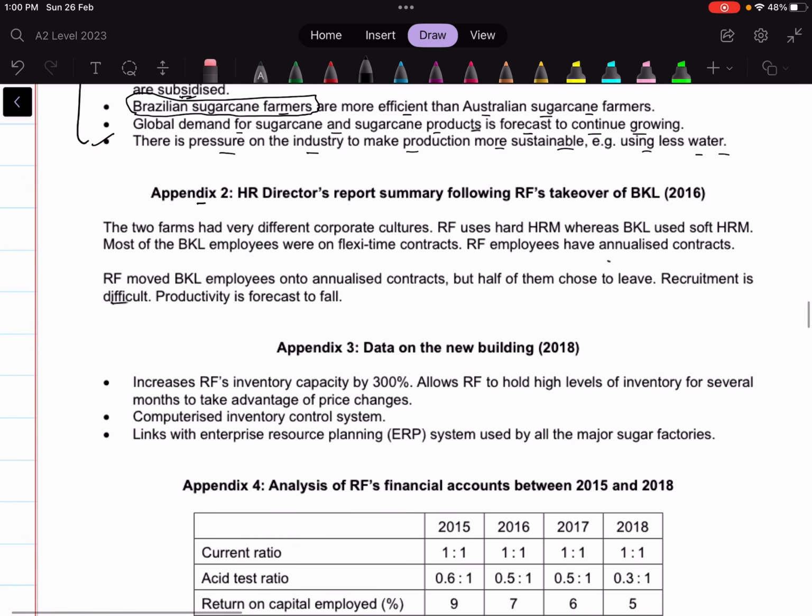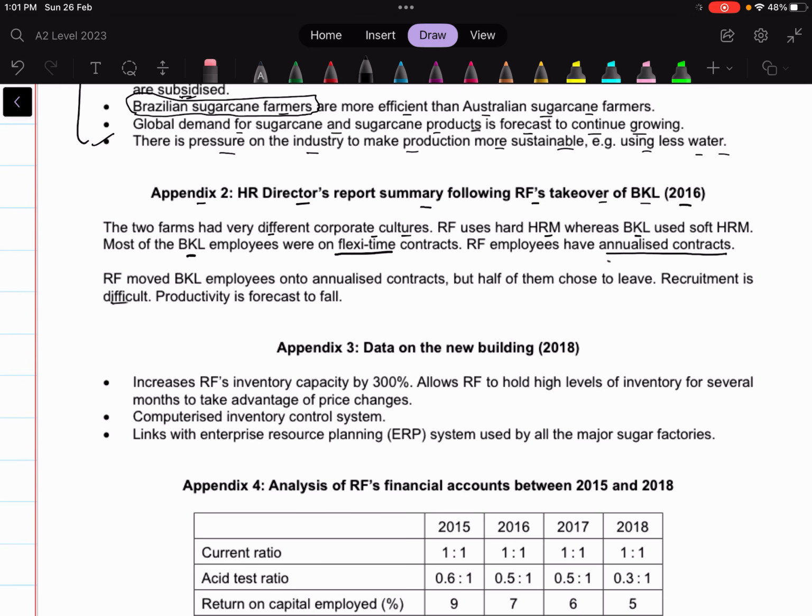So Appendix 2, HR Director's Report Summary following the RF takeover of BKL 2016. The two firms had very different corporate cultures. RF uses hard HRM, whereas BKL uses soft HRM. Most of the BKL employees were on flexi-time contracts. RF employees have annualized contracts. So you can clearly see that there has been a difference in culture.